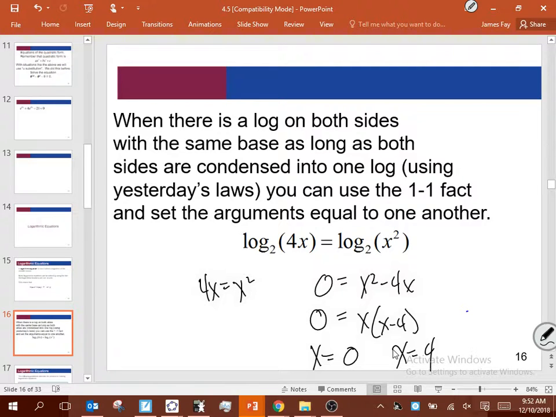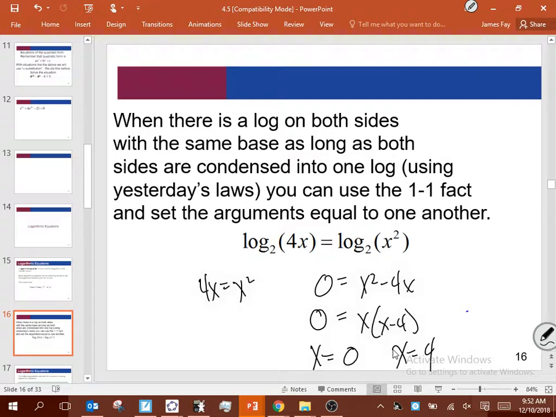However, when you get multiple solutions, you should do this even when you get one solution. You've got to check them. Plug 4 back in. What's 4 times 4 in that first logarithm? 16, right? Okay. So log base 2 of 16, does that equal log base 2 of x squared? What's 4 squared? 16. So log base 2 of 16, does that equal log base 2 of 16?